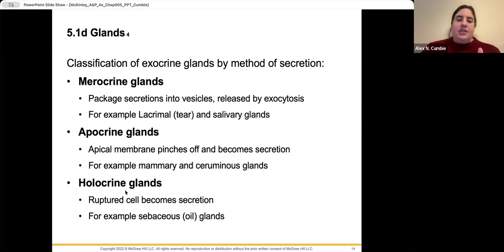And then the last type of gland is your holocrine glands. In holocrine glands, the entire cell comes off in the secretion. So the cell will eventually disintegrate with the secretion being released, but in this gland, the whole cell comes off. A really good example of this is sebaceous glands. These are oil glands in the skin and hair.